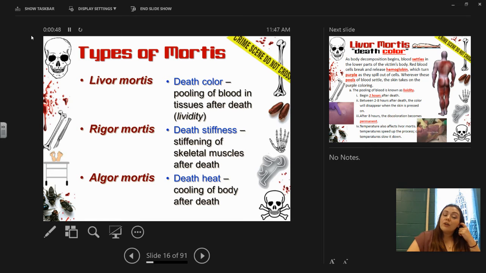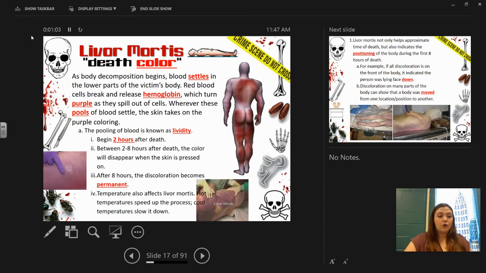So some of the mortises that can help us tell time of death are livor mortis, which is death color, the color the body turns. I'm going to talk about all these more, so I'm just going to kind of blow through them. Rigor mortis, which is death stiffness, and algor mortis, which is death heat. So let's break those down.